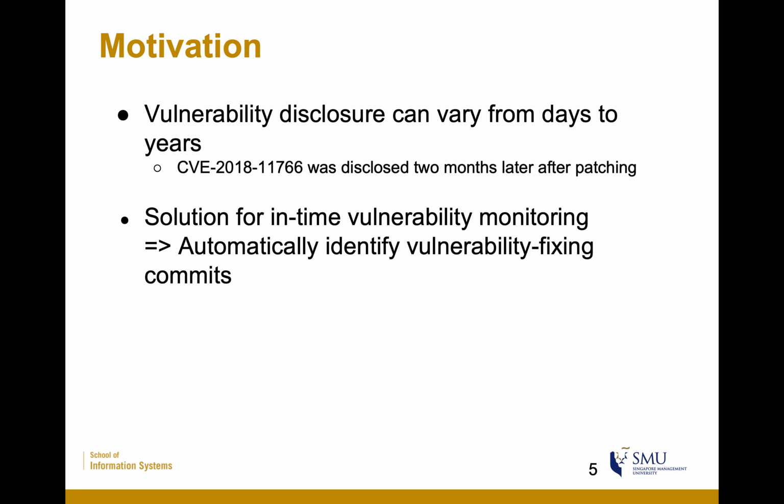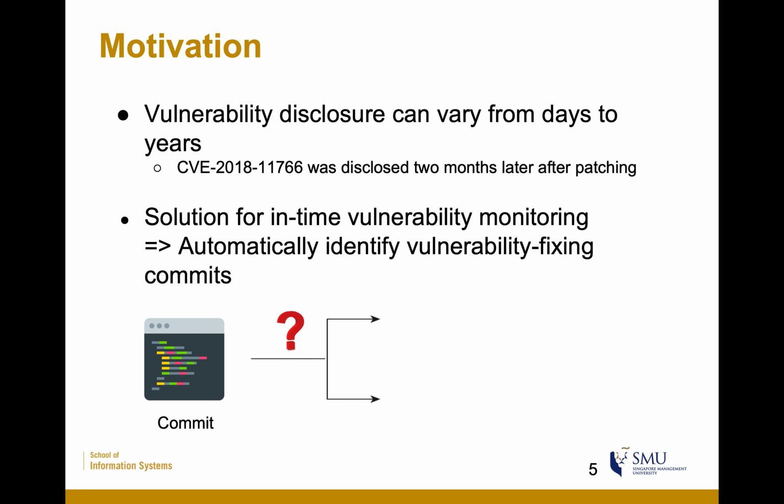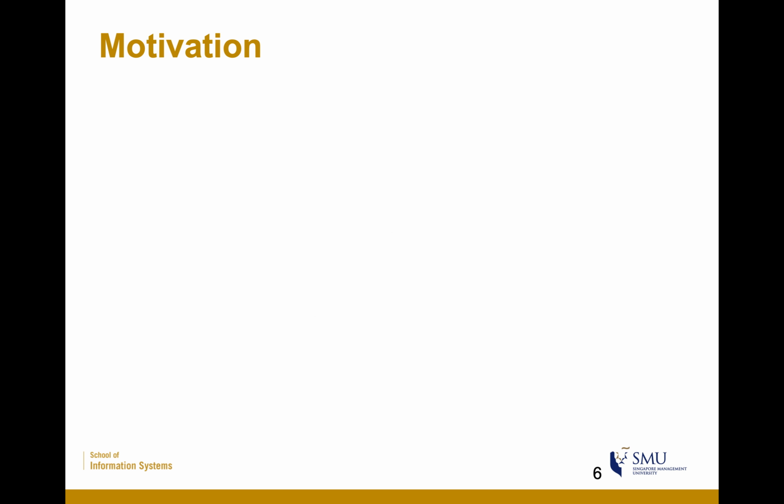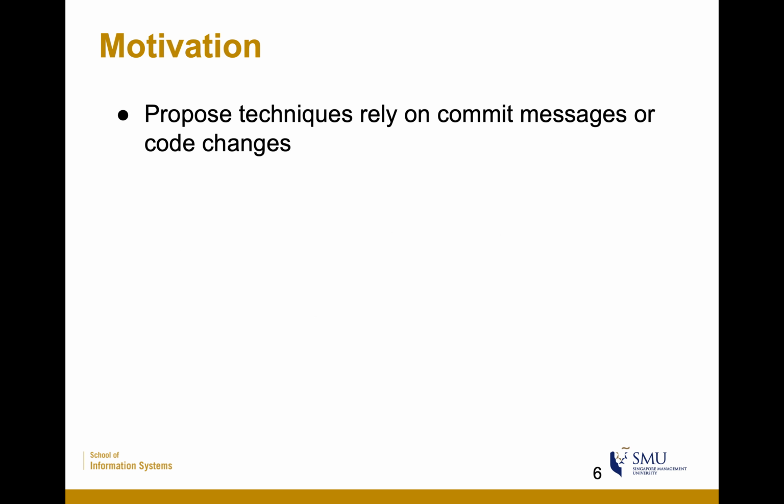It is relevant to the problem of automatically identifying vulnerability fixing commits. Formally, the problem takes a commit as input and outputs the prediction whether the commit is a vulnerability fixing commit or not. Previous techniques have been proposed to solve this problem. They relied on commit messages or code change.